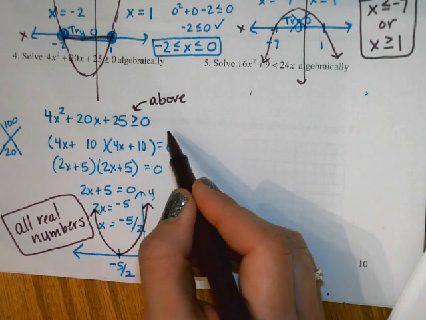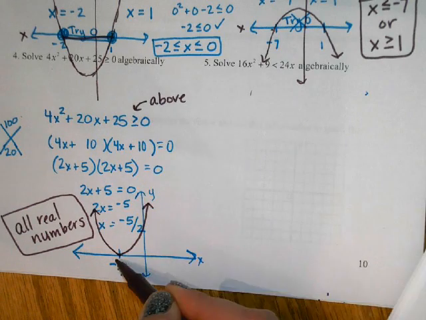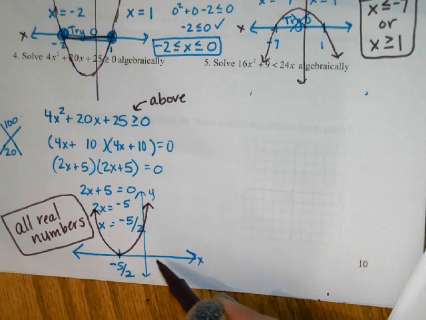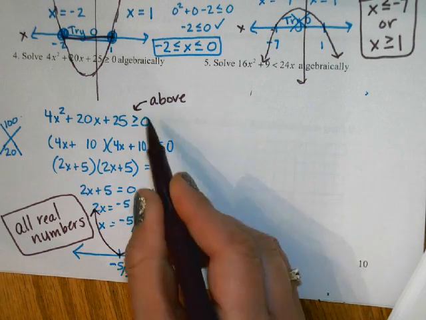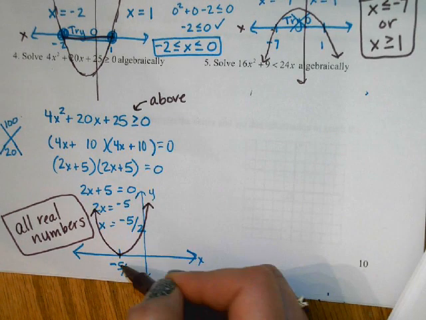However, if that would have been a less than, then I would want to know when my graph is below my x-axis. Well, he never goes below my x-axis. So if this would have been a less than or a less than or equal to, then it would have been no solution.